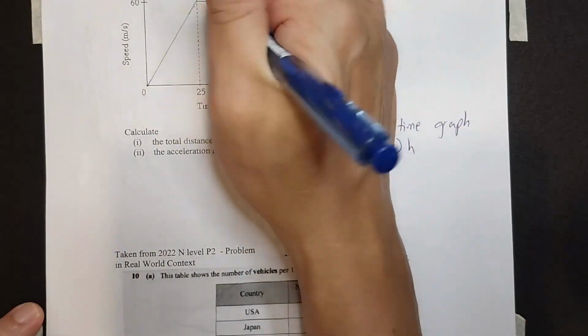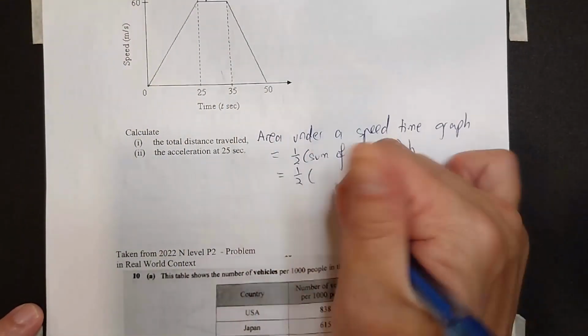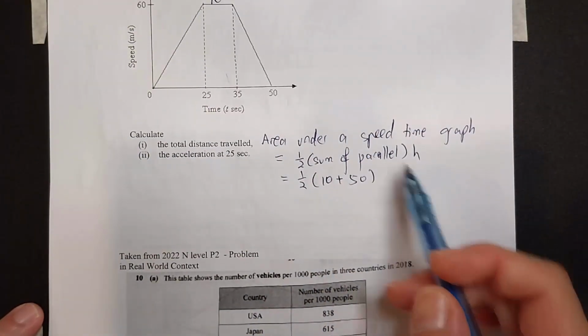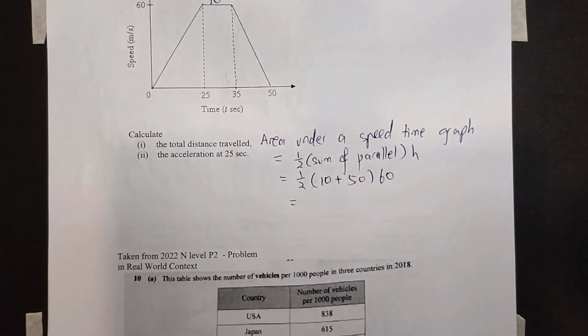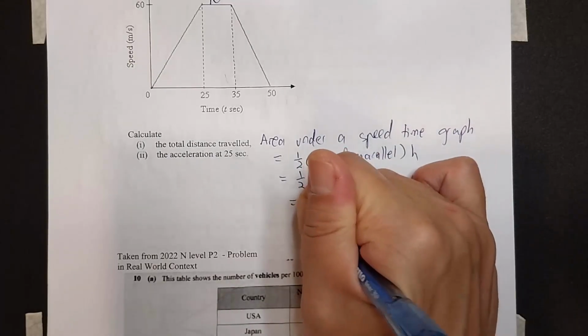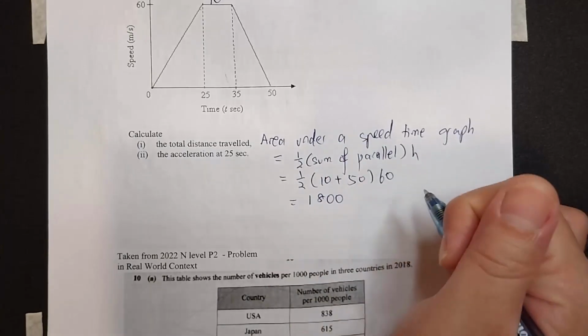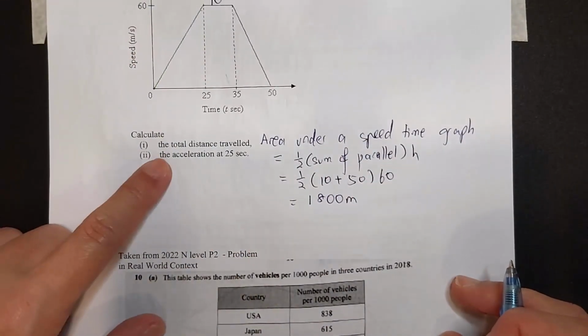So half the sum of the parallel sides. So this will be 10 units. This will be 50 units. So we have 10 plus 50. And the height is 60. So multiplying will get 1,800. The distance is in meters, so we'll put the unit as meter.